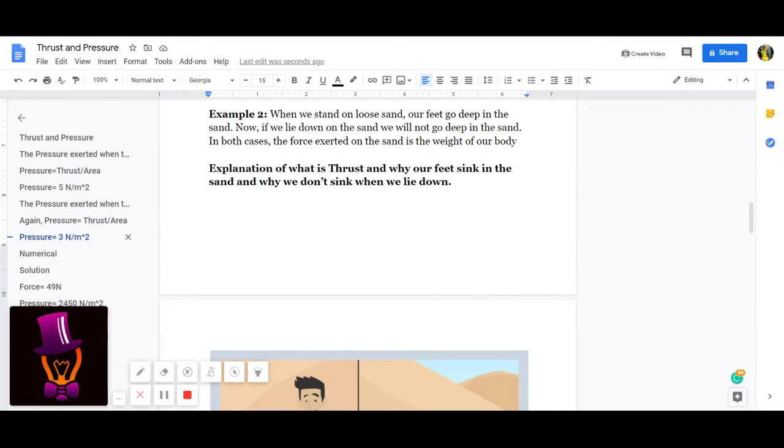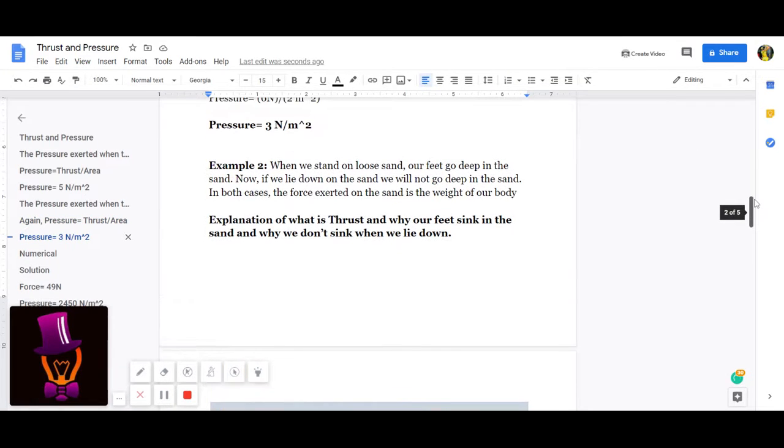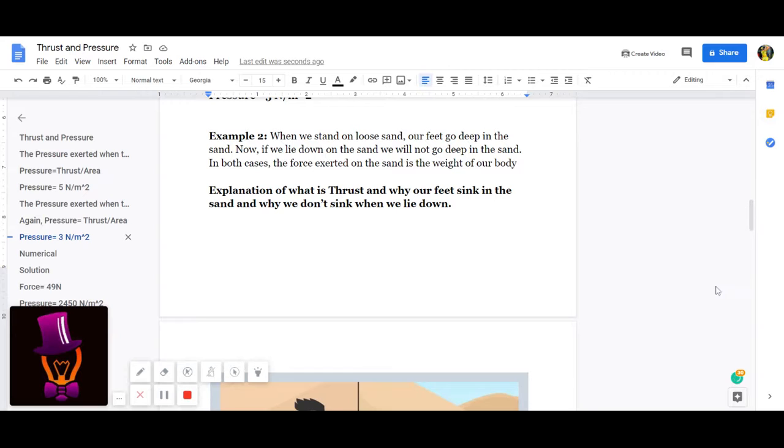Okay, so let us take a second example. When we stand on loose sand, our feet go deep in the sand. Now if we lie down on the sand, we will not go deep in the sand. In both cases, the force exerted on the sand is the weight of our body. But why do our feet sink? We'll find out now. Explanation of what is thrust and why our feet sink in the sand and why we don't sink when we lie down.